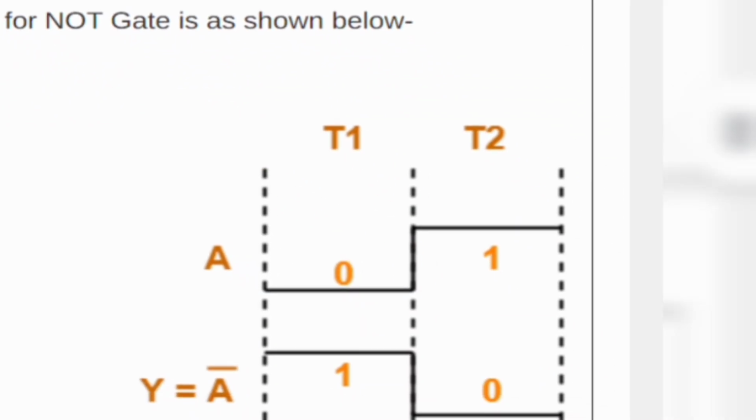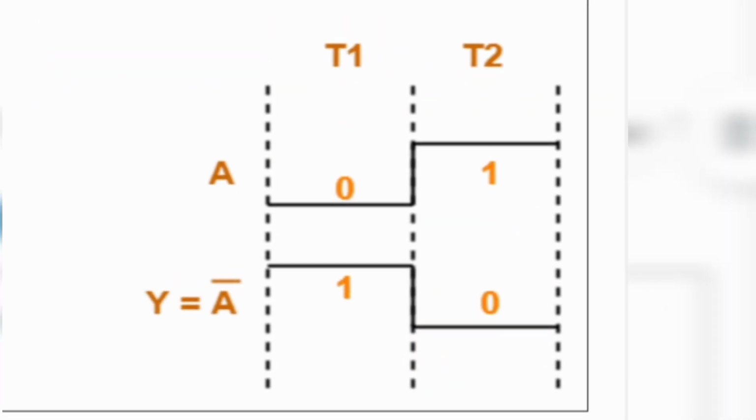The timing diagram of NOT gate. In time period t1, A is 0, then the output will be A bar, that is 1. In time period t2, A equals 1, then the output will be 0.